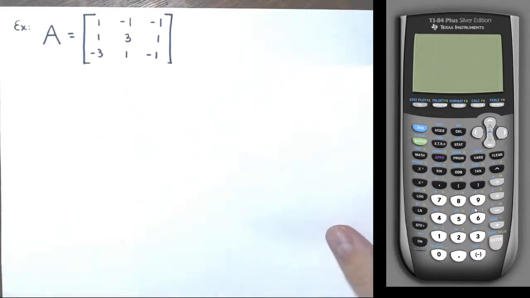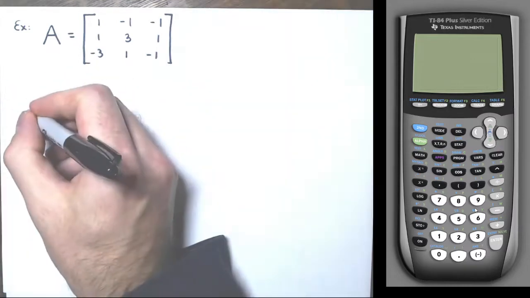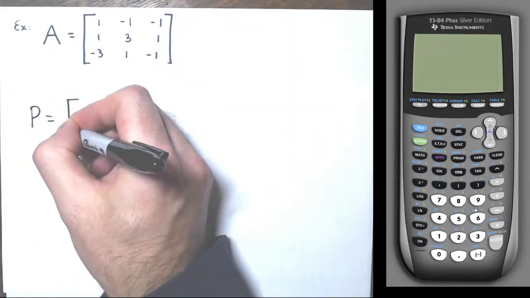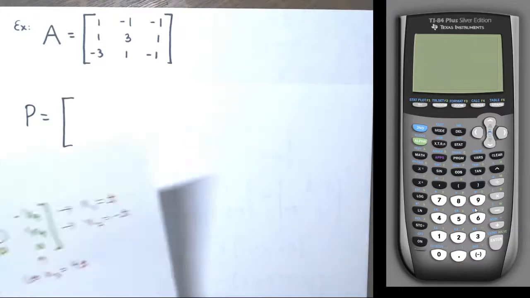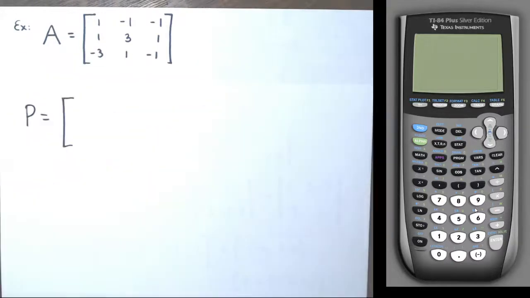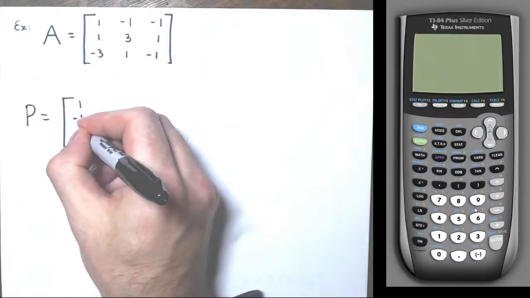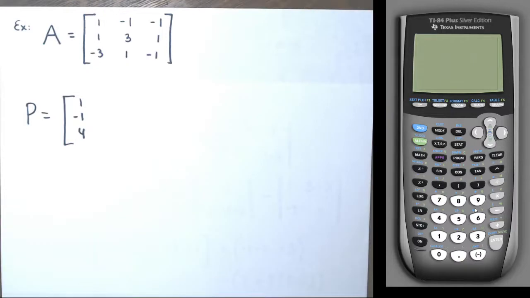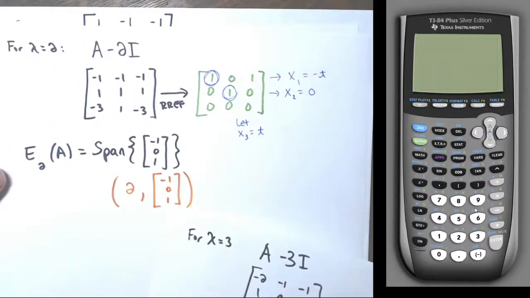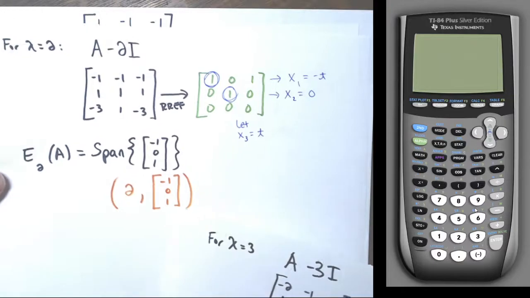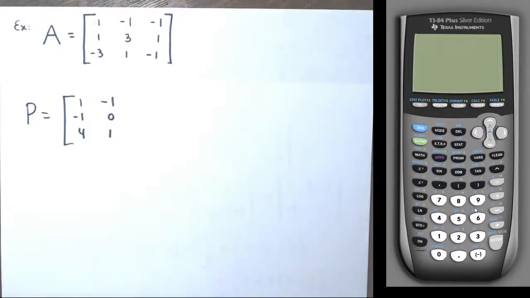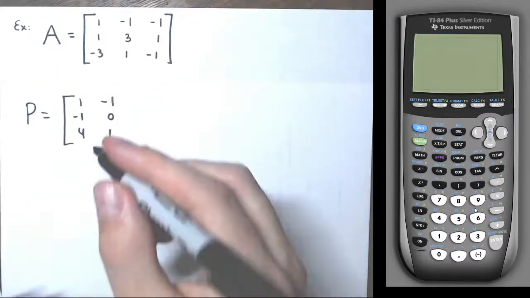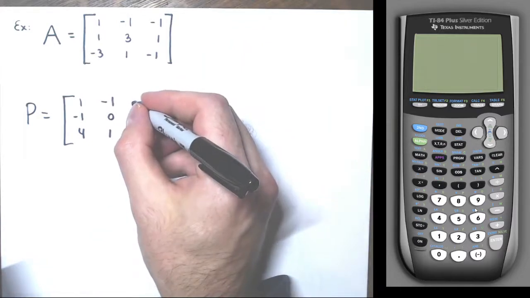So here it is. P equals, and again, the columns of P are simply these independent eigenvectors. From our first eigenpair, the vector 1, negative 1, 4. Second column of P, the independent vector from our second eigenpair, that was negative 1, 0, 1. And then the third column, negative 1, 1, 1 from the eigenvalue 3.